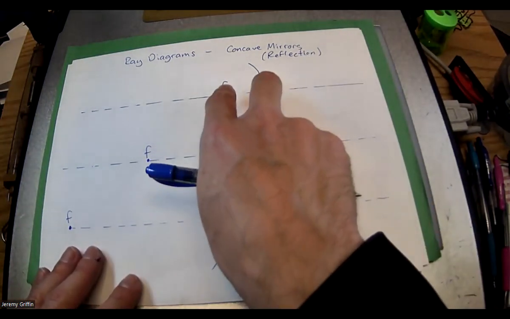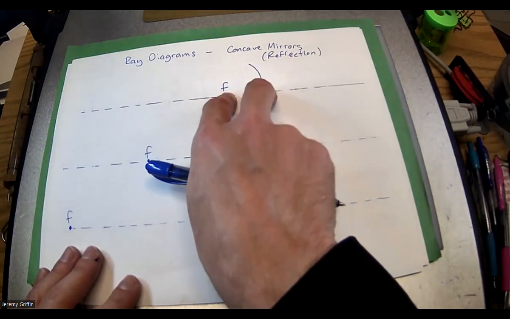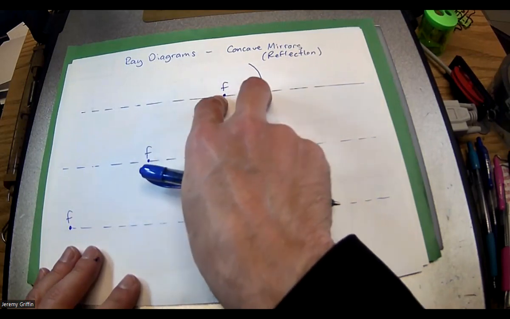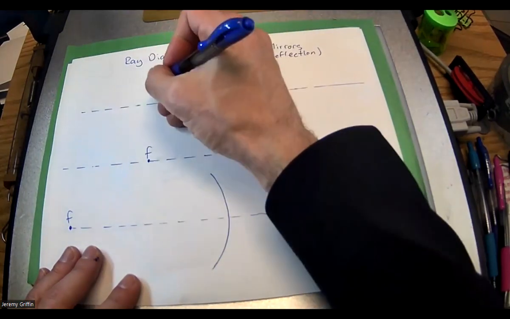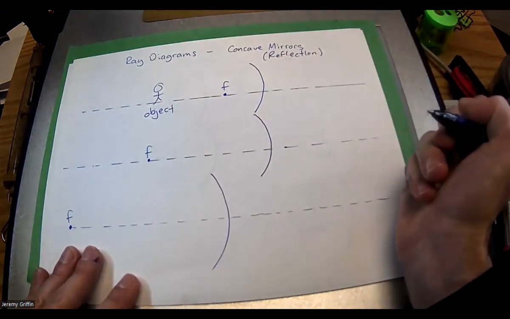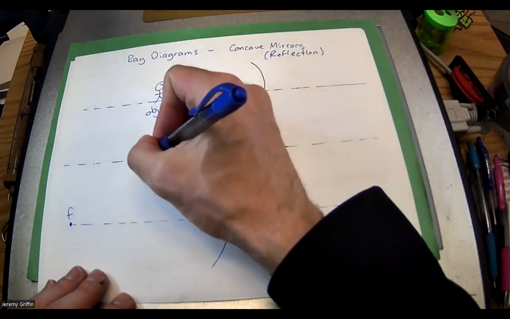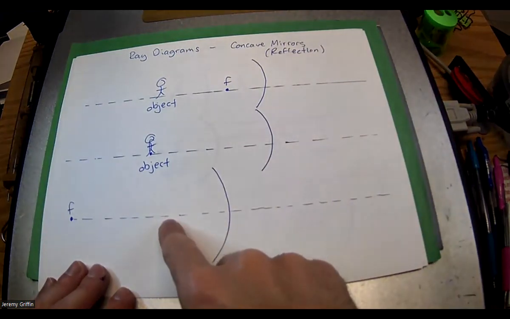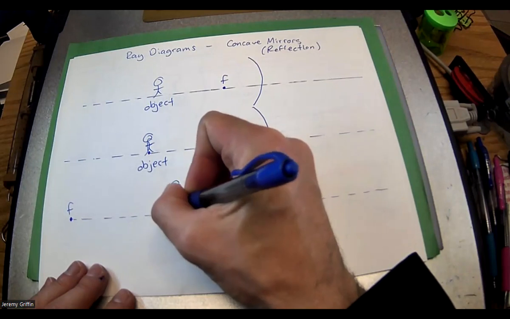Okay, so this first one, let's put the object. You see that focal distance, whatever that is. Let's double that and then add a little bit more distance. So I took that focal distance, I'm going to double it and add a little bit more, and I'll put the object over here. There's the object. For the second one, let's put the object right on top of the focal point. And for the third one, I'm going to put the object closer to the surface, right about here.